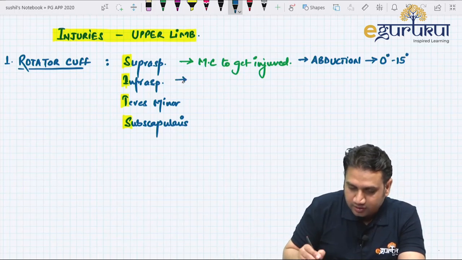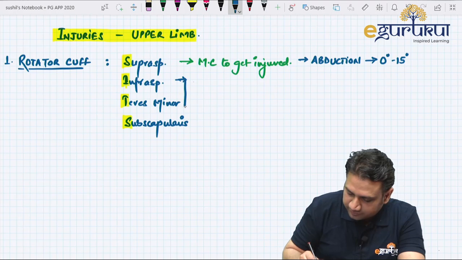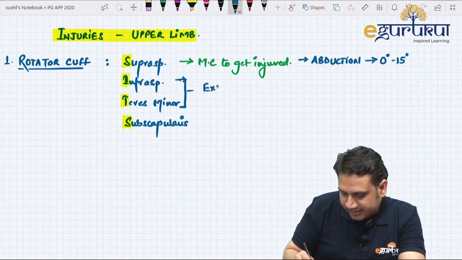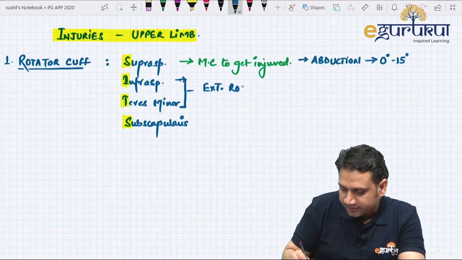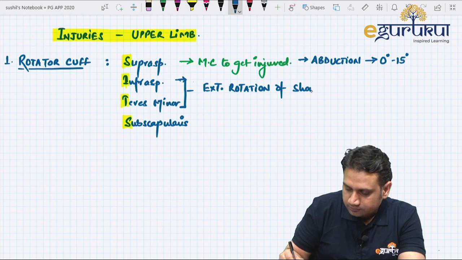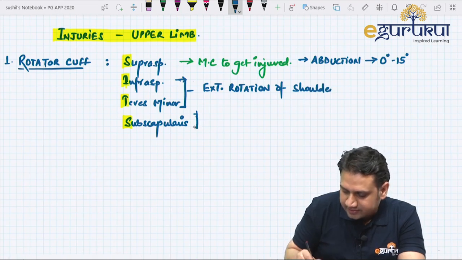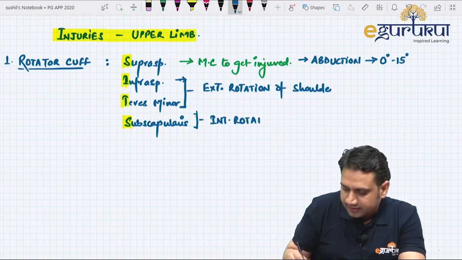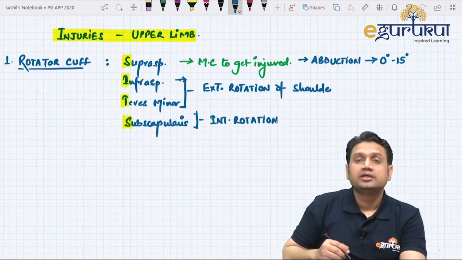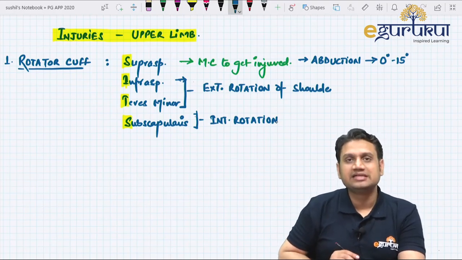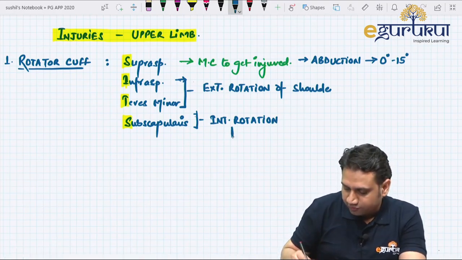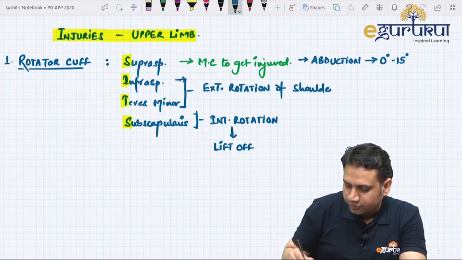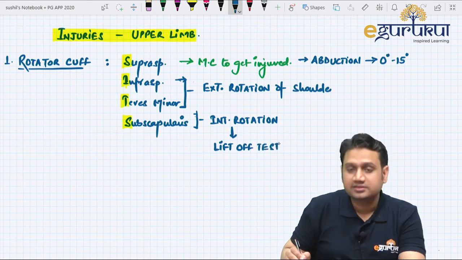Infraspinatus and teres minor have a common function of external rotation of the shoulder. And subscapularis is related to internal rotation of the shoulder. In relation to this internal rotation, there has been a question asked in PGME about the lift off test. How to test for the internal rotation done by subscapularis? It is by the lift off test.